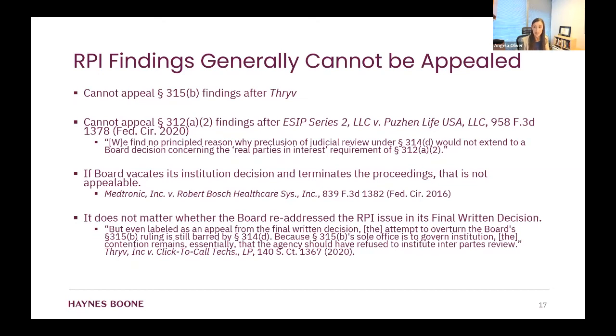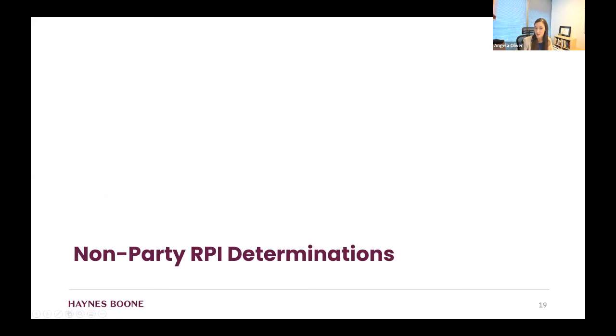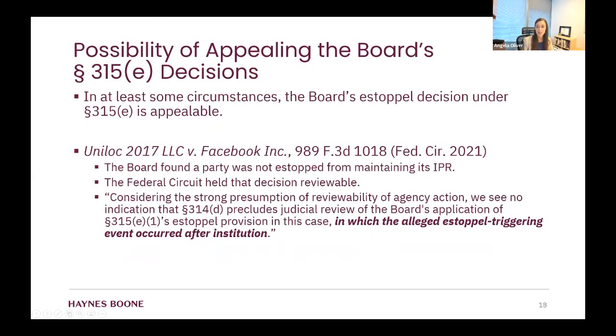So the point here is it's becoming increasingly difficult to appeal these RPI findings after Thryv. It's been extended to the 312(a)(2) context, and so the only remaining context is the 315(e) context. And here, oops, I clicked twice, sorry. Here, it's a little bit more ambiguous. I would say there's still room for some arguments here.